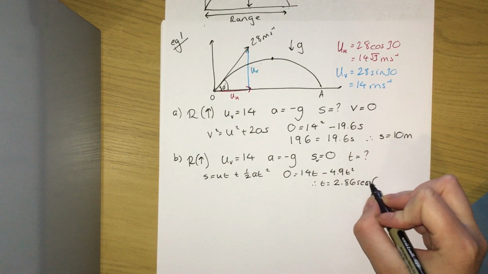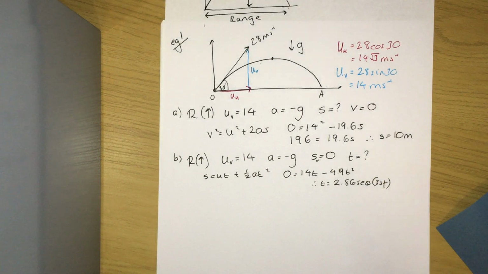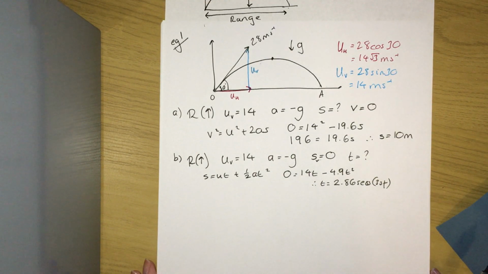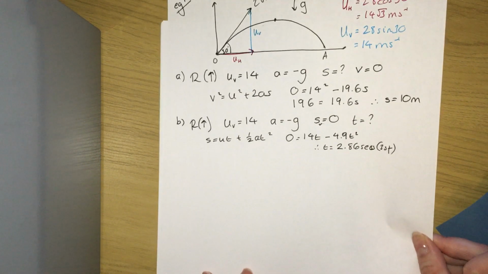and therefore t is equal to 2.86 seconds to 3 significant figures. I believe the other answer was a negative answer. No, if I factorise it would be 0. So there you go. So that's why we only need that one answer.